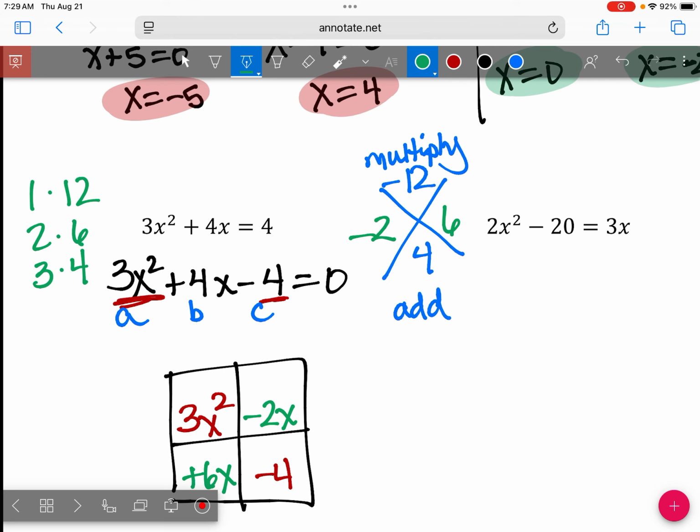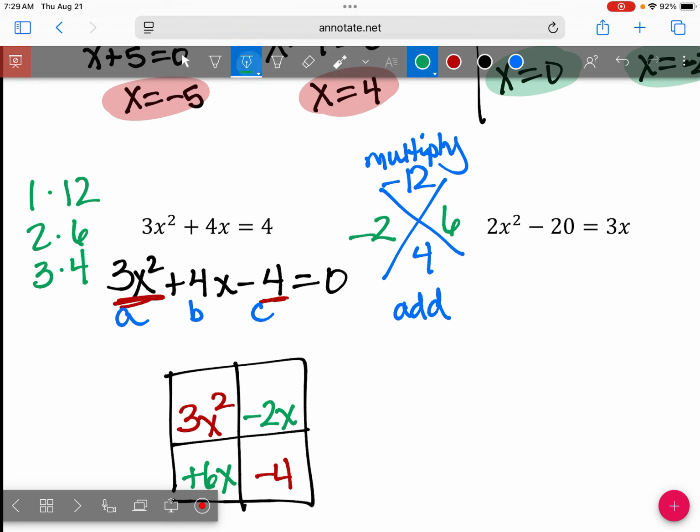Can you say that one more time, Charles? Oh, yeah. So the 2 squares that I have in green, those can flip-flop. So these 2, they don't have to be in that order. You can flip-flop these. But the 3x squared and the negative 4, they cannot be moved.